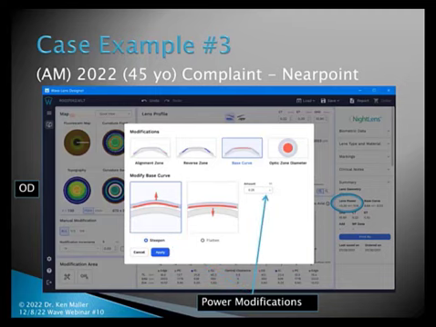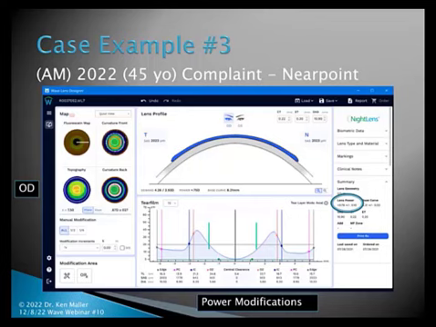We have to drop that from the plus 2.30, and I wanted to get that down somewhere around plus 0.75. So I set that to a 1.50 diopter steepening of the base curve. Go ahead and apply that, and here, lo and behold, we ended up at plus 0.78. So that was basically right on target for where I wanted this lens to be.